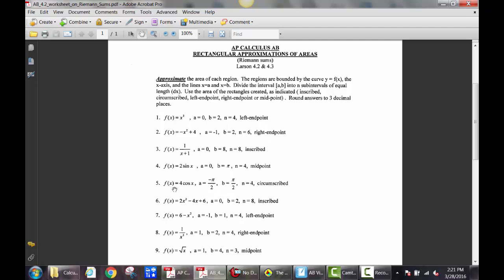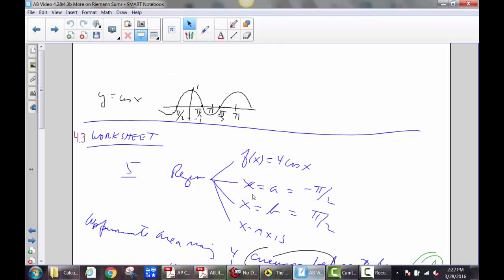So we're looking at number 5. F of x equals 4 cosine x. So that's what it's bordered on the top by. And I'm going to tell you right now, all of these functions are above the x-axis for x between a and b in each case. So it's bordered on the top by f of x equals 4 cosine x, on the bottom by the x-axis, on the left by x equals negative pi over 2, on the right by x equals pi over 2. You want to use 4 circumscribed rectangles of equal width.